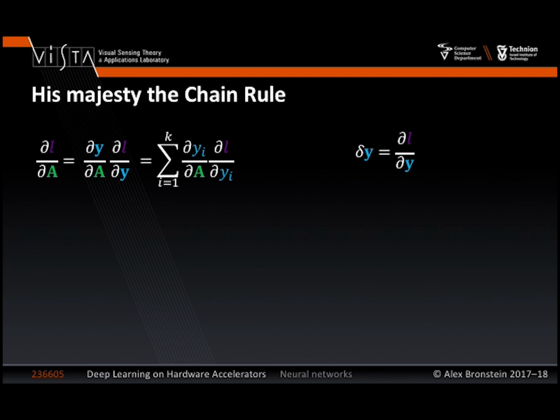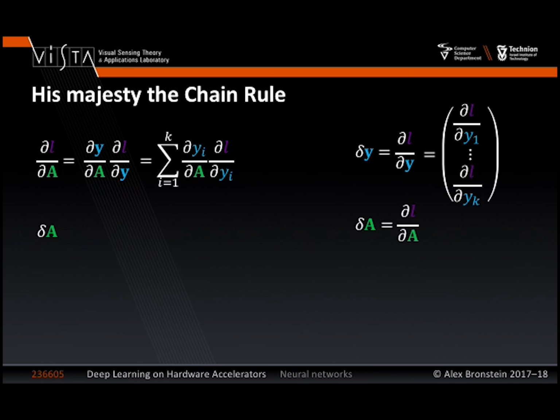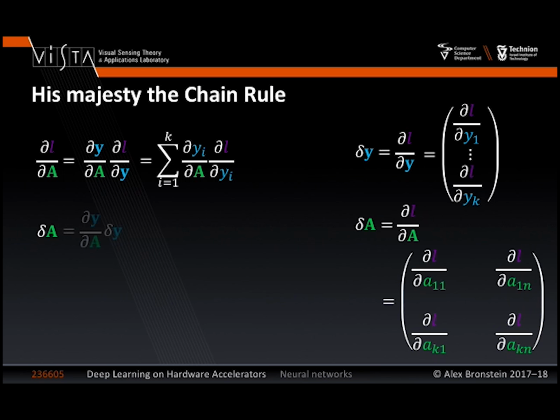Make sense? Now in this notation, I can write it like this. So delta A is obviously dl over dA. Delta A will be delta y, which is dl over dy, times dy over dA. Okay, and again, when I write this product, I mean what is written here in this sum. Okay, so this is the product of a three-dimensional tensor with a vector. Okay, and the outcome is a matrix. So basically, by doing this product, I'm collapsing one of the dimensions.